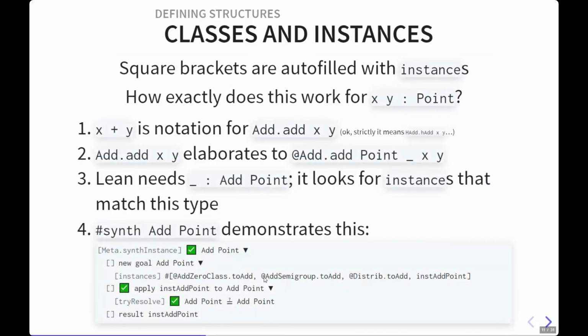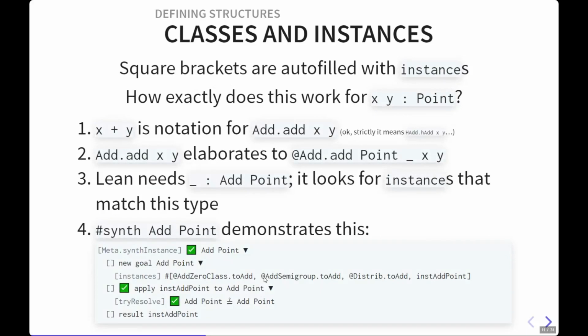So what exactly is going on here? When it's auto-filling this instance, x plus y, we're going to pretend it's notation for add.add x y, which is almost true and was very true in Lean 3. When you write add.add x y, add actually has these two implicit arguments you can't see. So really, it's like you wrote @add.add. You told it you're adding points. You didn't tell it how it was adding them, and then you told it you're adding x and y. So Lean has to fill in this underscore, and it knows it has type add point, so it looks through all the instances that might have this type.